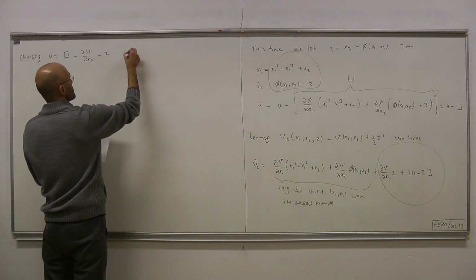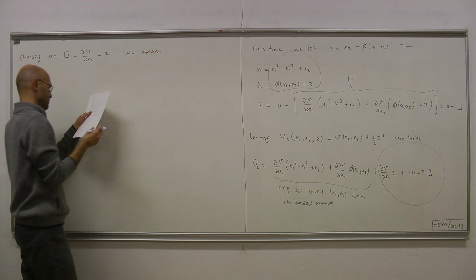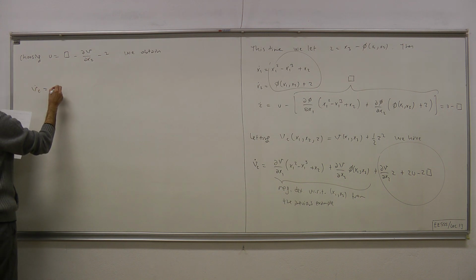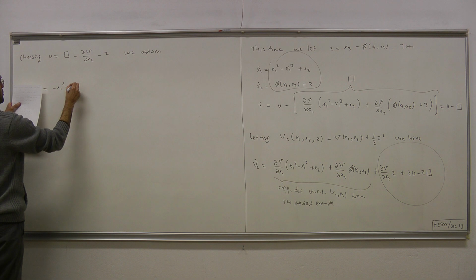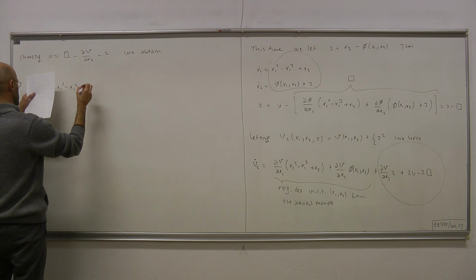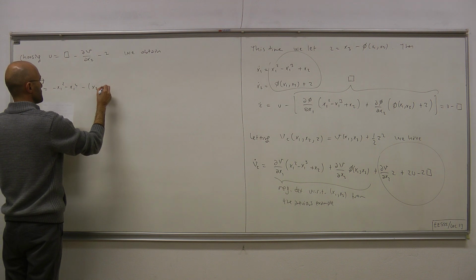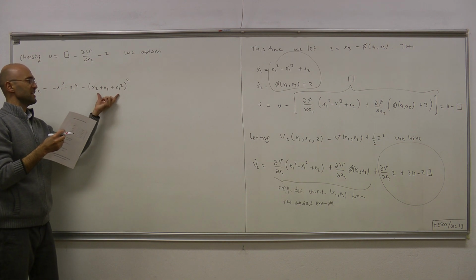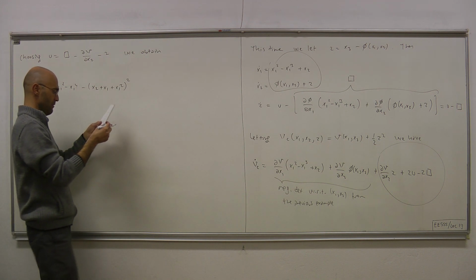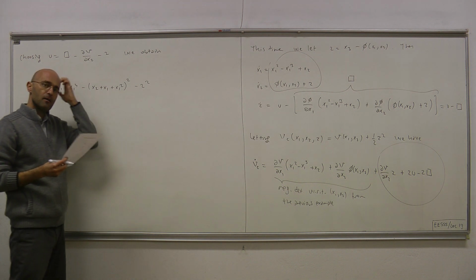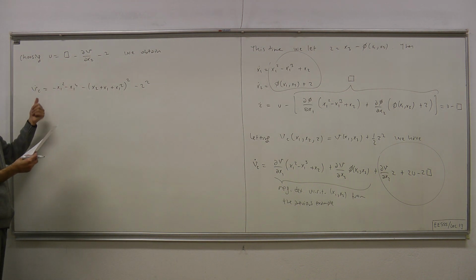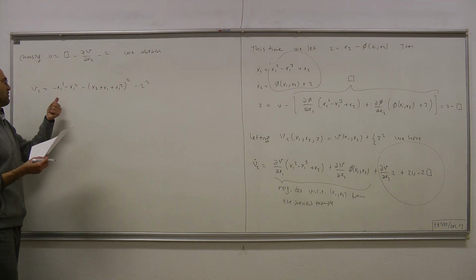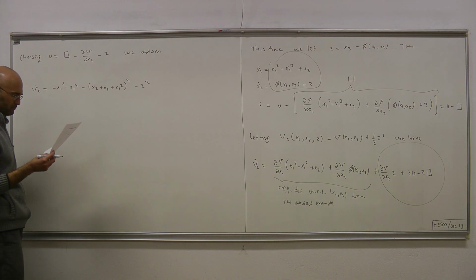We obtain Vc dot equals minus x1 squared minus x1 to the 4 minus x2 plus x1 plus x1 squared. This was the z of the previous example, and now we have the z of the current example, minus z squared. And this whole thing is negative definite with respect to x1, x2, and z, that means it's also negative definite with respect to x1, x2, and x3.